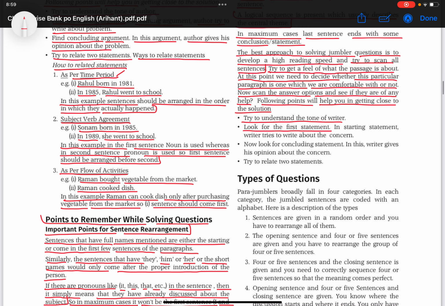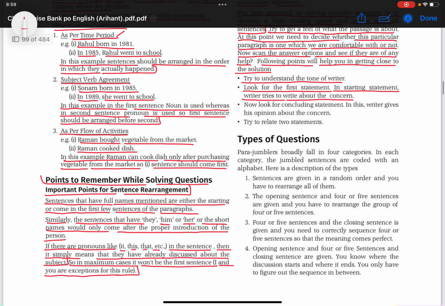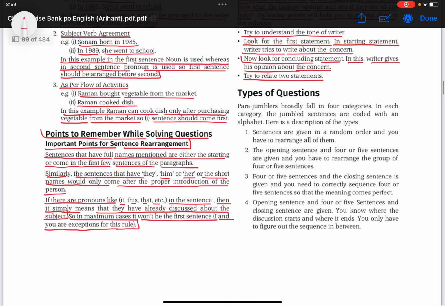Look for the first statement. In the starting statement, the writer tries to write about the concern. Now look for the concluding statement. In this, the writer gives his opinion about the concern. Try to relate the statements.